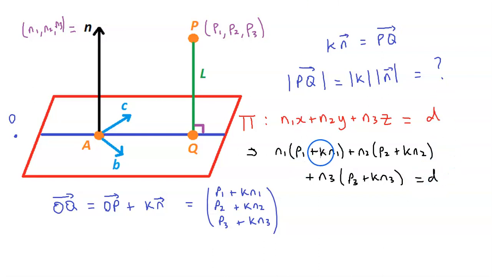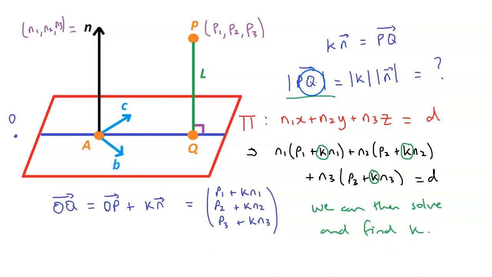And throughout this equation, the only number that we don't know is K. We know all the other numbers. And hence, this is going to be a linear equation about K, so we can immediately solve and find K. And once we've found K, we can find the length of PQ, which is the distance of the point P from the plane pi.